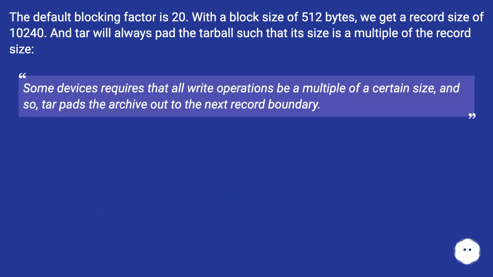And tar will always pad the tarball such that its size is a multiple of the record size. Some devices require that all write operations be a multiple of a certain size, and so tar pads the archive out to the next record boundary.